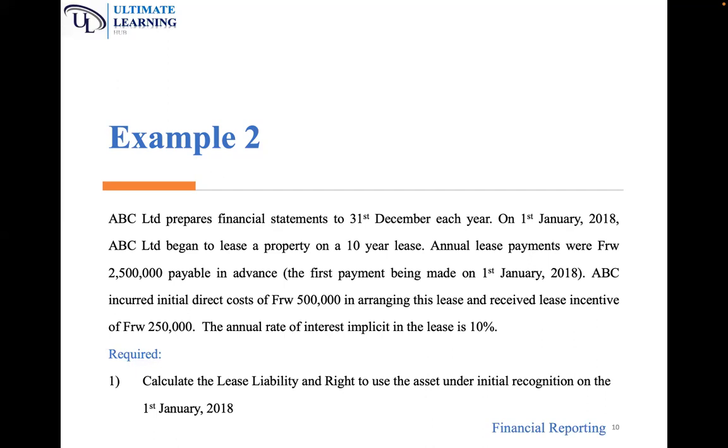ABC incurred initial direct costs of 500,000 in arranging this lease and received a lease incentive of 250,000. The annual rate of interest implicit was 10%. Required: calculate the lease liability and right-of-use asset on initial recognition on the 1st January 2018. So it's the same question.